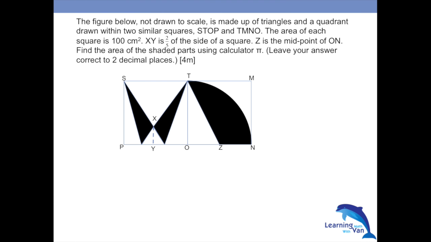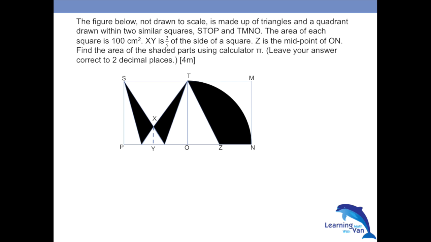This is the question. The figure below, not drawn to scale, is made up of triangles and a quadrant drawn within two similar squares, STOP and TMNO. The area of each square is 100 centimeters squared. XY is 2/5 of the side of a square. Z is the midpoint of ON. Find the area of the shaded parts using calculator pi. Leave your answer correct to 2 decimal places.